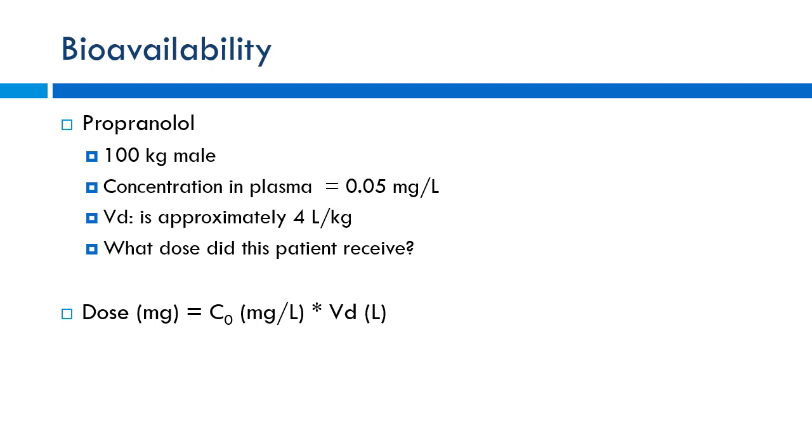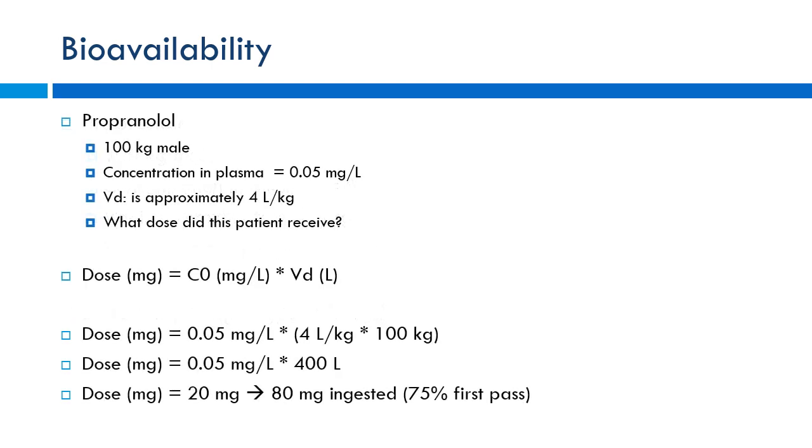I can just go ahead and change this around. So now I see that dose equals C0 times my volume of distribution, right? So I can take that 0.05, which I know is my concentration, and multiply it by that patient's volume of distribution, which is 4 liters per kilo times 100 kilograms. So their volume of distribution is what? 400, right? 4 times 100 makes sense, 400. So I take that 0.05 and multiply it by 400. The value I get is 20 milligrams.